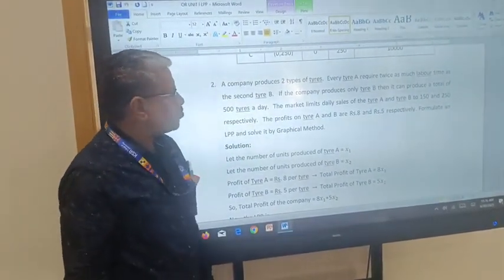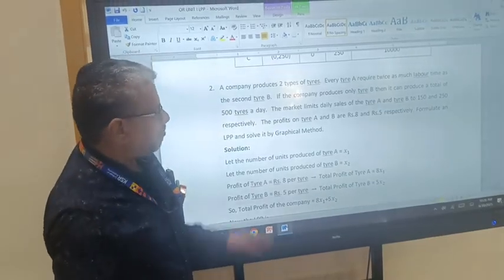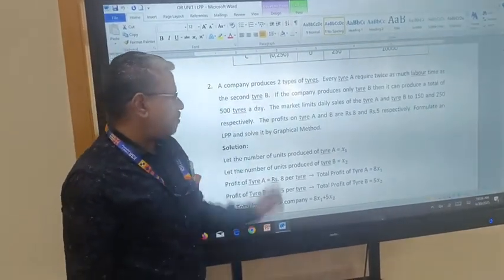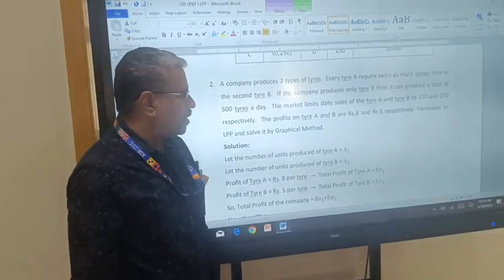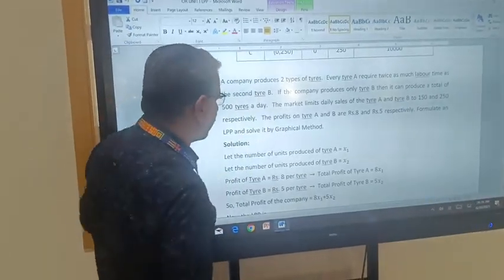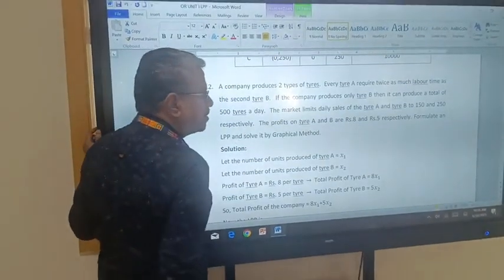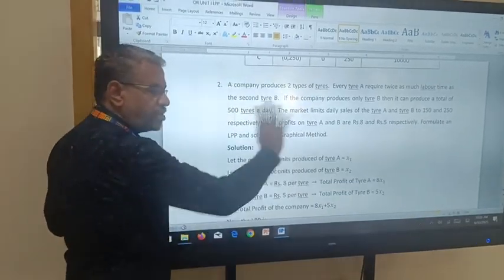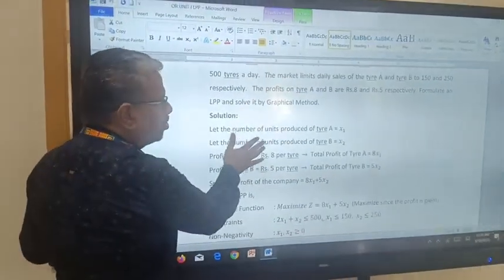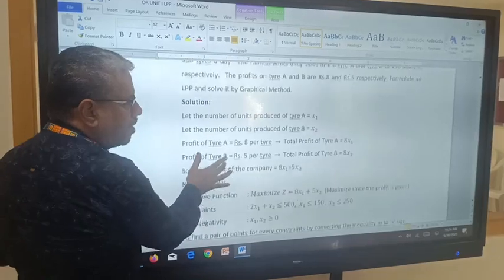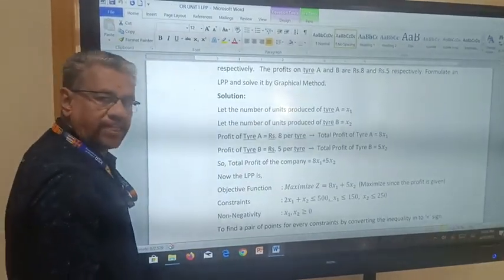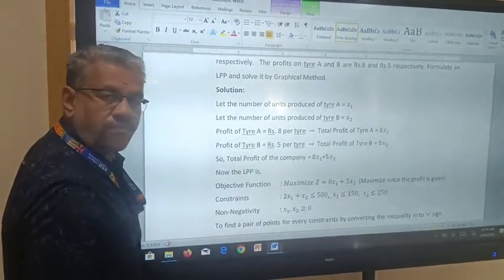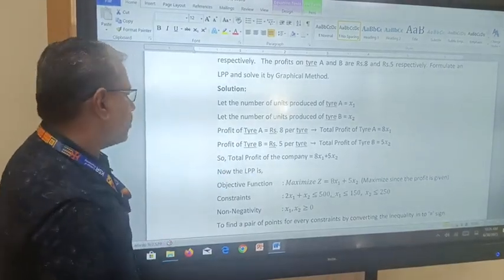So a company produces two types of tires. Every tire A requires twice as much labor time as the second tire B. So if the company produces only tire B, then it can produce a total of 500 tires a day. The market limits daily sales of tire A and tire B to 150 and 250 respectively. The profits on tire A and B are rupees 8 and 5 respectively. So formulate an LPP and solve the LPP by using graphical method.